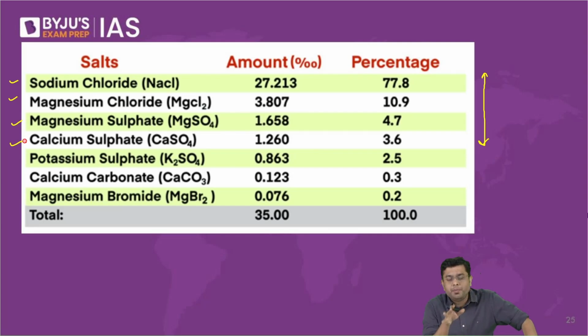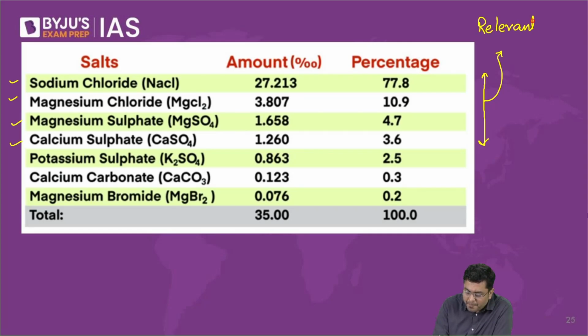Okay. Overall, for your prelims, you don't need to learn all of this. But what I would suggest is the first four, not in terms of their exact proportion, but in terms of their order of presence. That is sodium chloride, magnesium chloride, then magnesium sulfate, and calcium sulfate. So these first four should be kept in mind. Okay, those first four are important and relevant for your prelims.